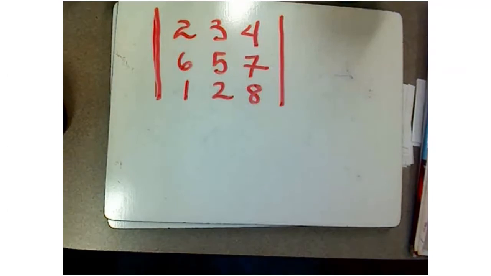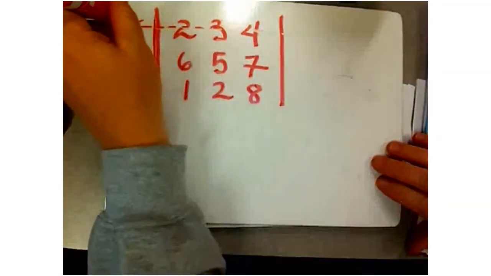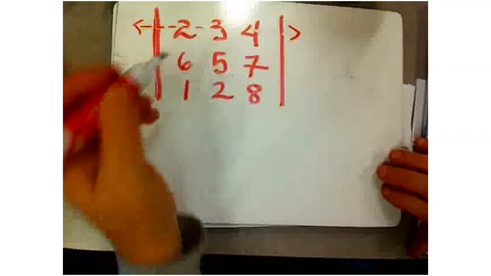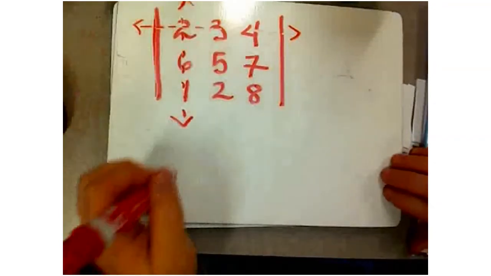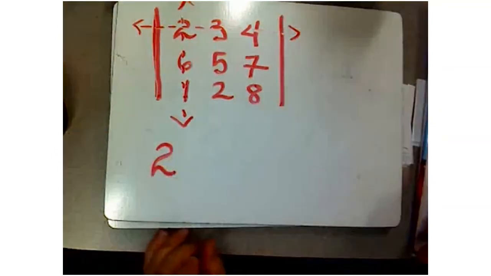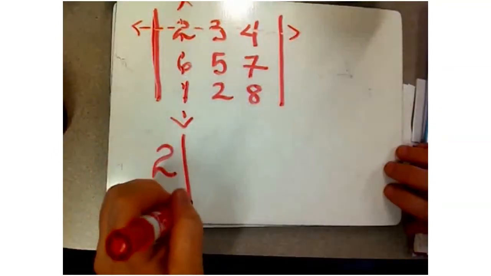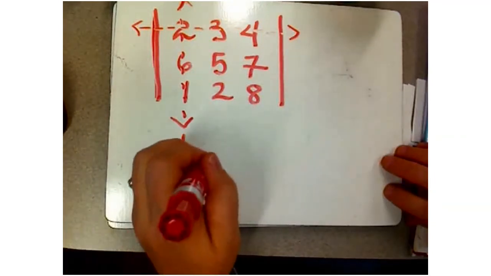2, 3, 4, 6, 5, 7, 1, 2, 8. So you want to put your wiki stick over that top row, right? 7 and 2, 8. So what's your very first element? Your A1. Your first element is a 2. Oh, it is 2. And what is it going to multiply? What determinant? What minor? 5, 7.